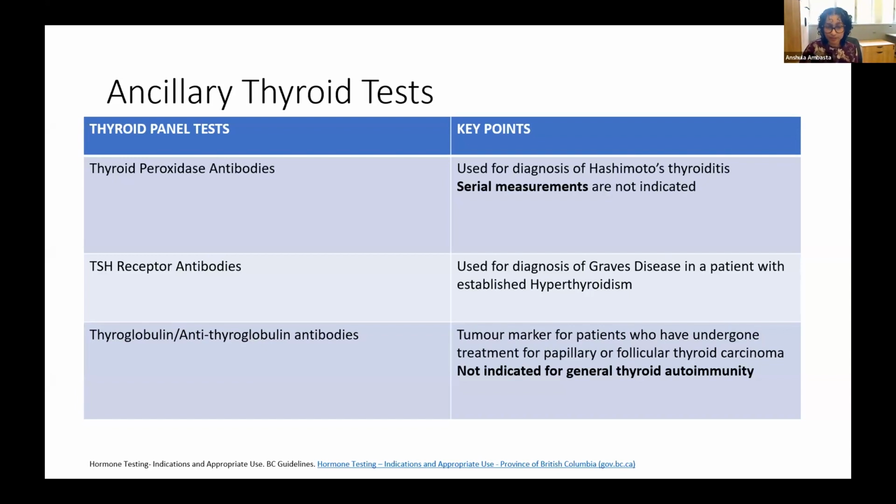And the thyroglobulin or the antithyroglobulin antibodies are actually tumor markers for patients who have undergone treatment for papillary or follicular thyroid carcinoma. So in general, for patients, when you're working them up for autoimmune thyroid condition, this is not an antibody that we need to be using at all.